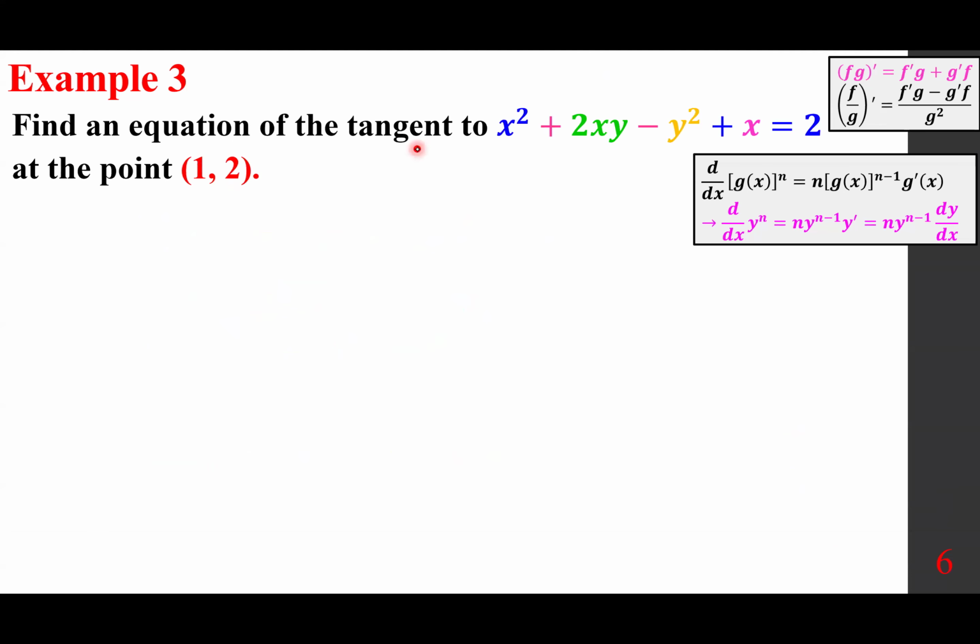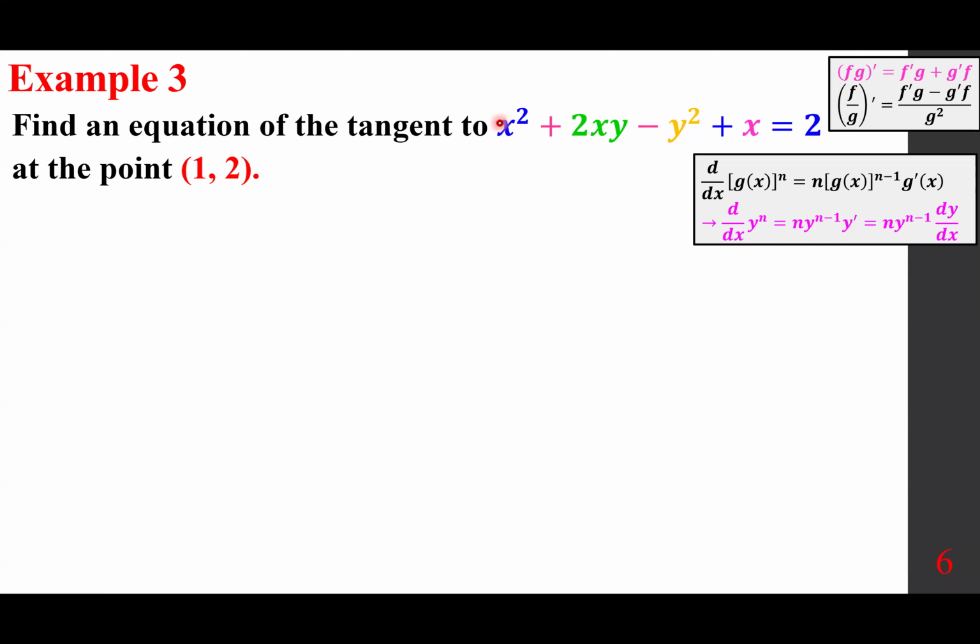Find an equation of a tangent line to x squared plus 2xy minus y squared plus x equals 2 at the point (1, 2). Remember, to find an equation of a tangent line, we need two things. We need one pair, x comma y, it's given. We need the slope. That means we differentiate and we plug in. When we differentiate, it's important to understand that's not the slope. It becomes the slope when we evaluate it at the given pair.